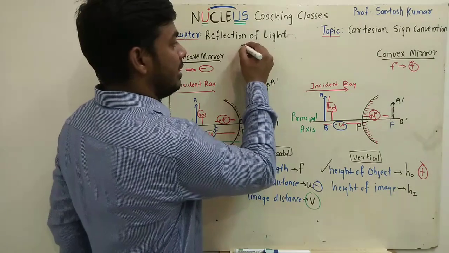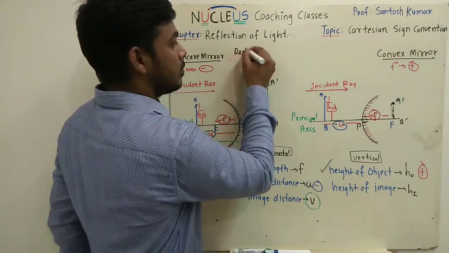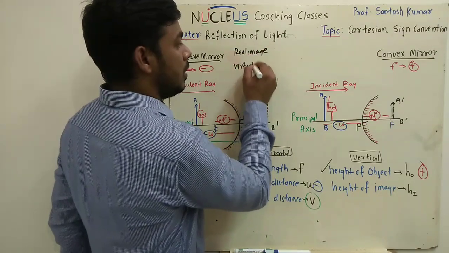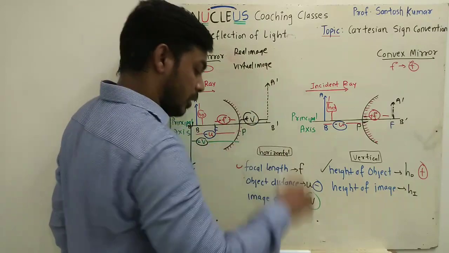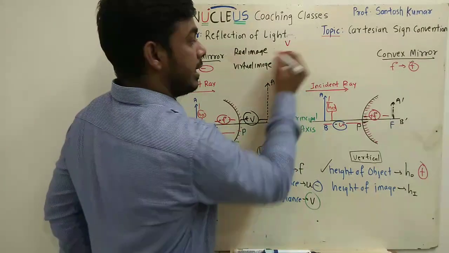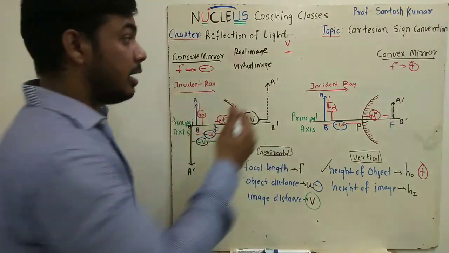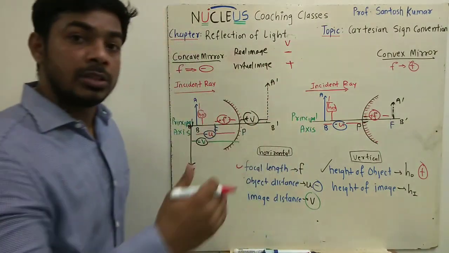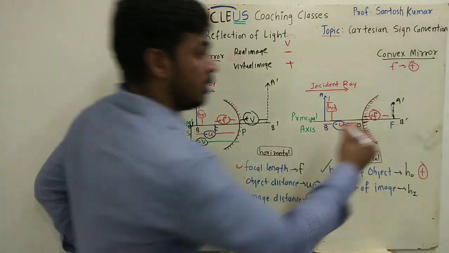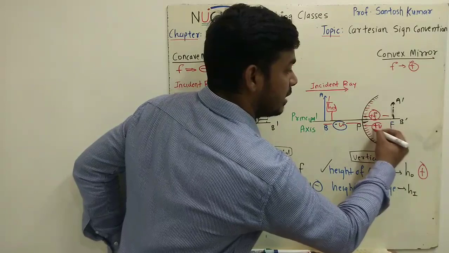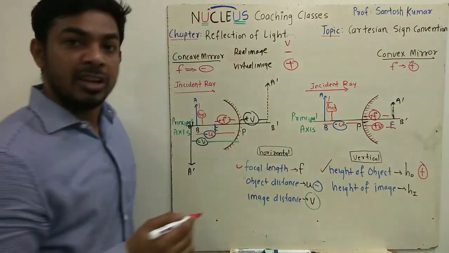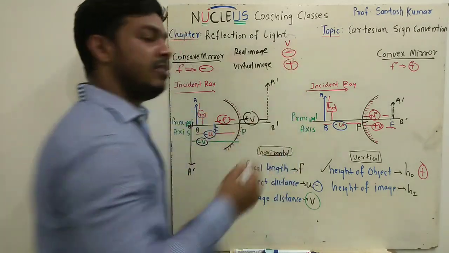So for a real image, V is taken as negative because it is formed in front, and for a virtual image it is positive because it is formed behind. In the case of a convex mirror, the image is always virtual, so this distance is always measured as V, which will be positive. So for a virtual image V will be positive, and for a real image V will be negative.